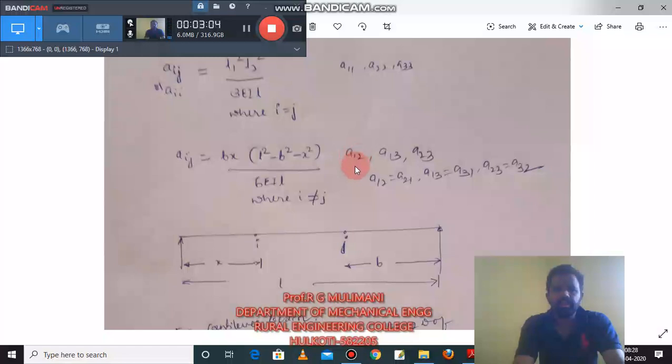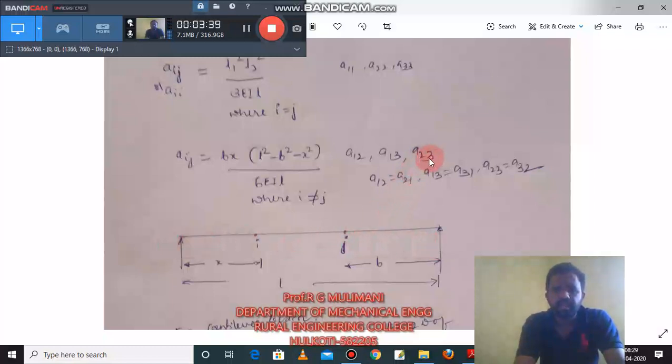For example, if you take A12, then the position of the mass 1 with respect to the left support, that is x. The position of the mass 2 with respect to the right support, that is b. Okay, we'll take this A13. The position of the mass 1 with respect to the left support, that is x. The position of the mass 3 with respect to the right support, that is b. Okay, and L is the total length, the distance between the two supports.